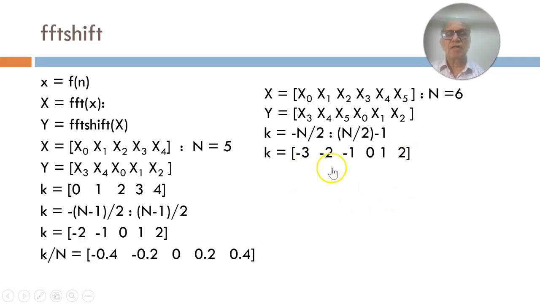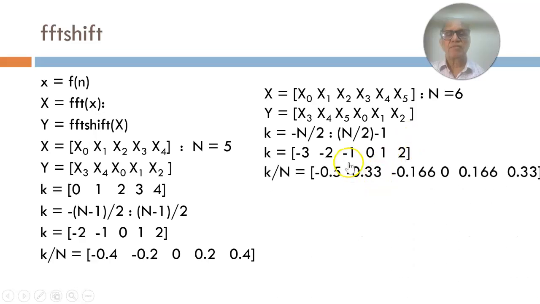And this can be converted into digital frequency also by dividing by n. So you divide by 6. So this becomes minus 3 by 6. So that is minus 0.5. This is minus 2 by 6. So that is minus 1 by 3. That's minus 0.33 and so on. So this is the digital frequency.